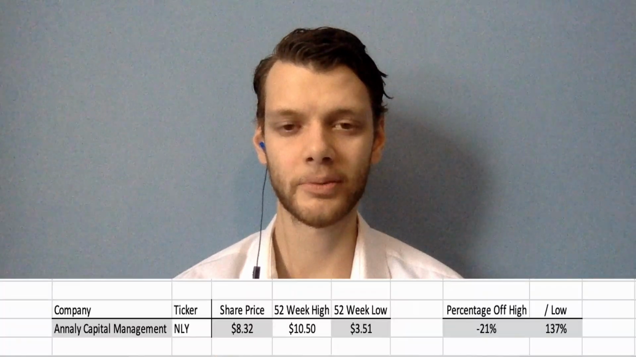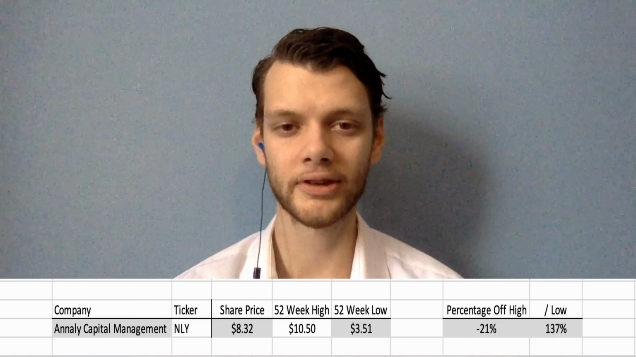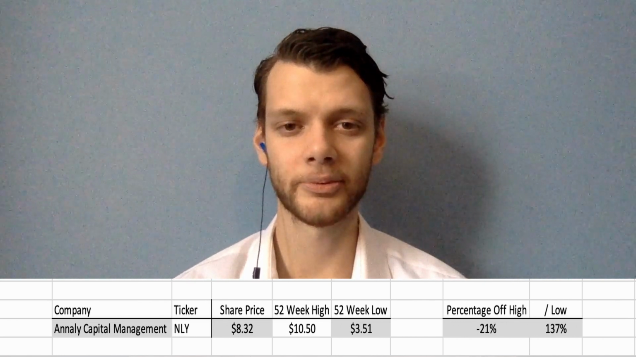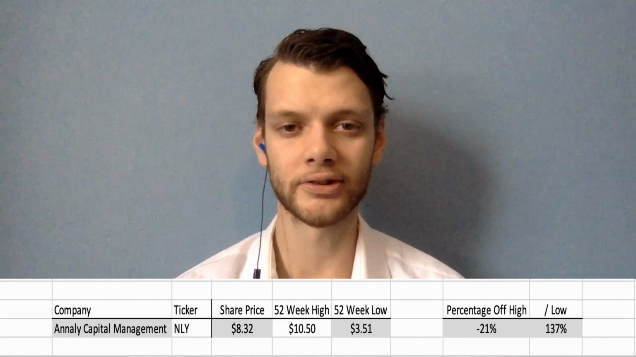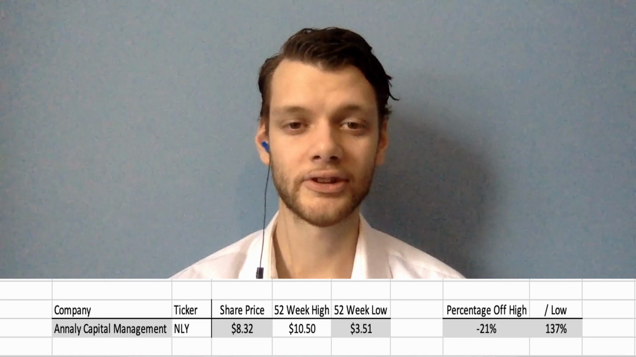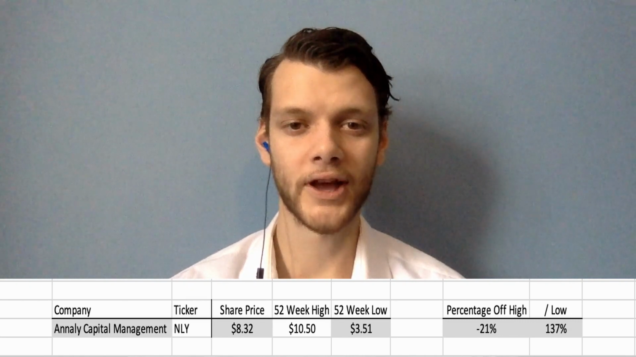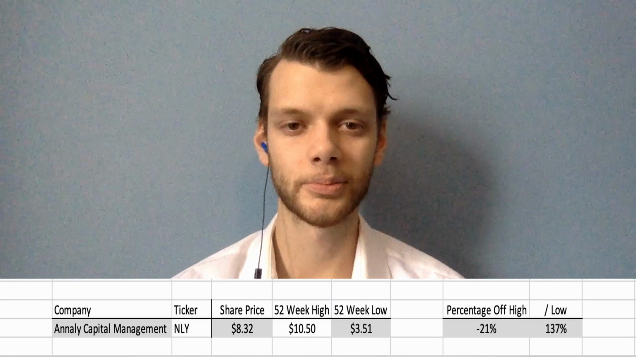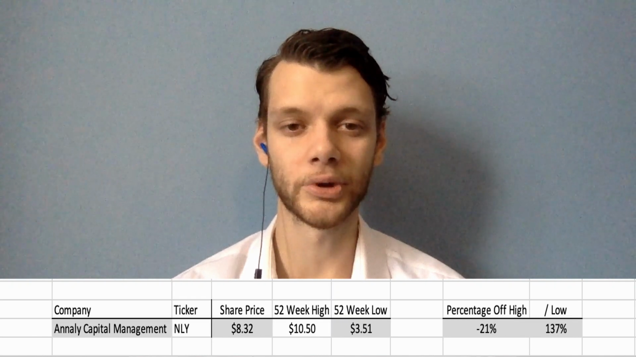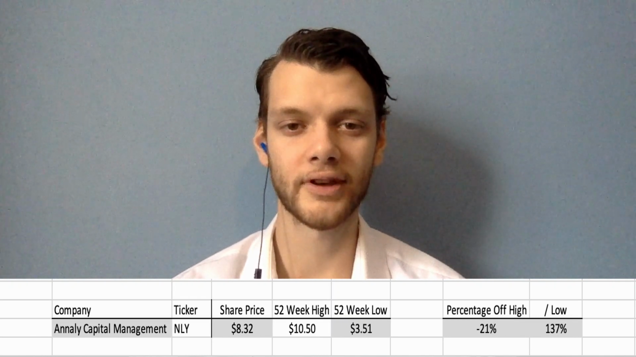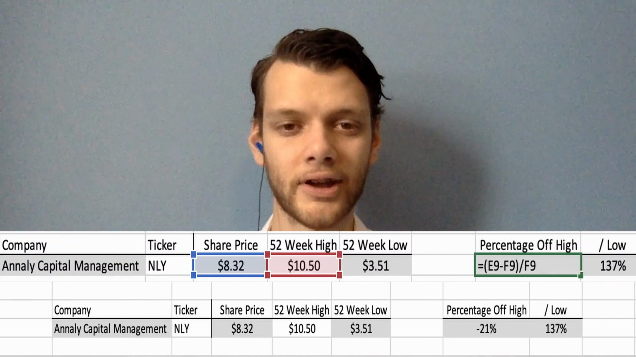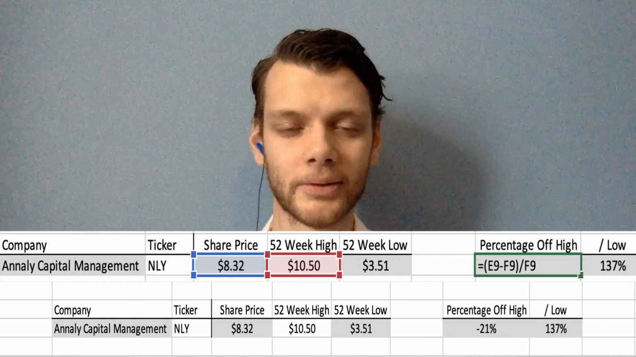Here's an example of the percentage off calculation for Annaly Capital Management with the current share price of $8.32 and the 52-week high-low from the Yahoo Finance screenshot that we looked at seconds ago. You can see the percentage off from the 52-week high is minus 21%, and the percentage increase from the 52-week low is plus 137%.